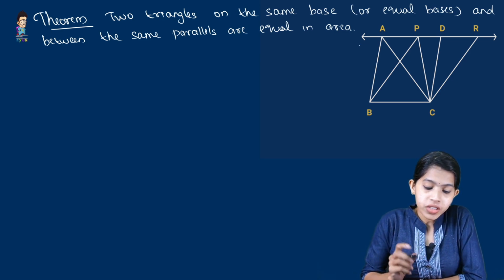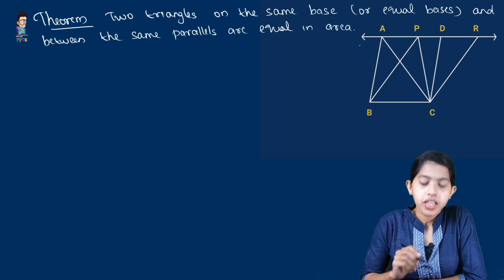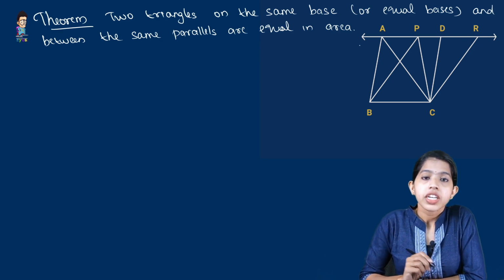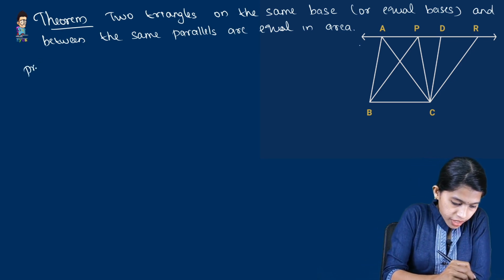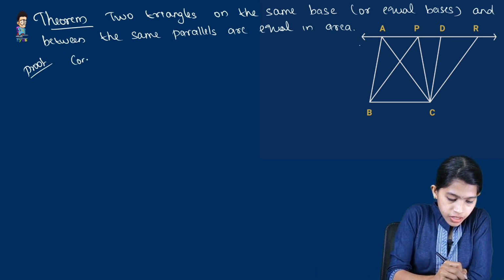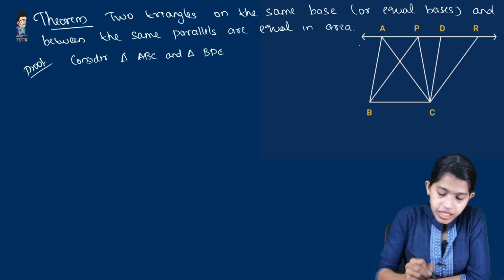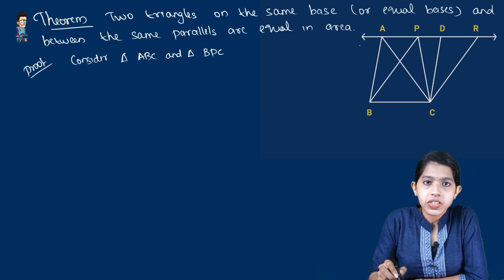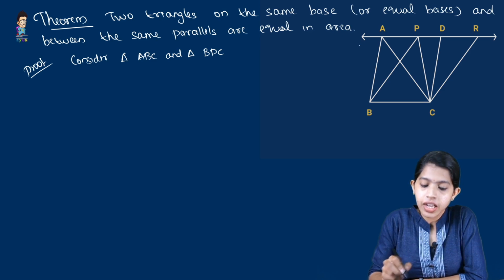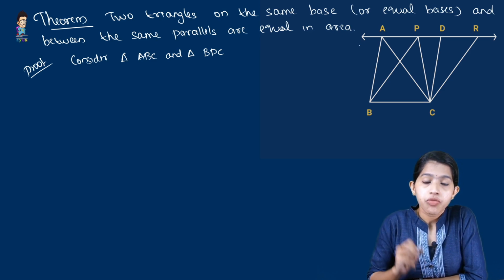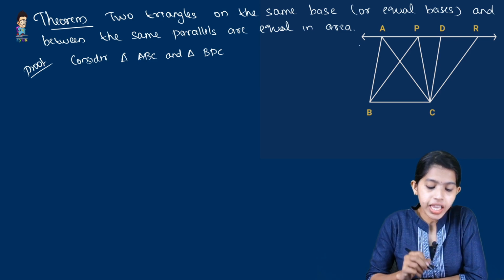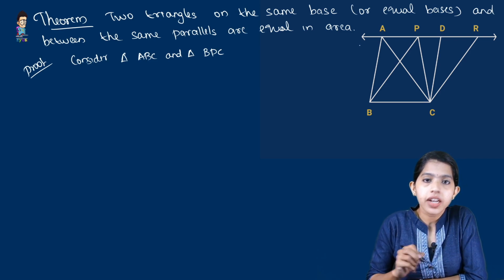Two triangles on the same base or equal bases and between the same parallels are equal in area. Now consider the triangle ABC and BPC. We will prove this. Consider triangle ABC and triangle BPC, and they have common base BC and lie between the same parallels AR and BC. We need to show that area of triangle ABC is equal to area of triangle BPC.